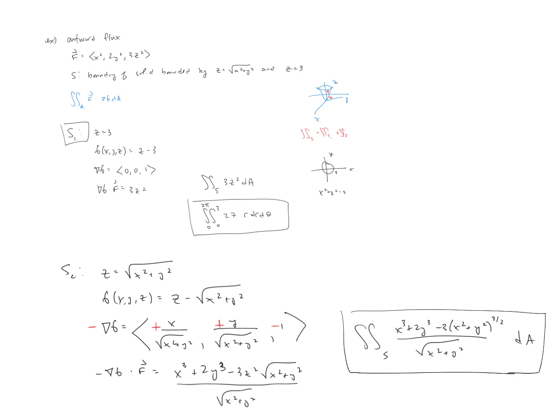So to summarize, this guy right here would end up giving us a 243 pi. This guy right here would give us a negative 243 pi over 2. And so, as I pointed out up here, the overall outward flux would be 243 pi minus 243 pi over 2 to give us the final answer of 243 pi over 2. So we did something similar back when we studied line integrals as well. Now for surface integrals, it's really no different.